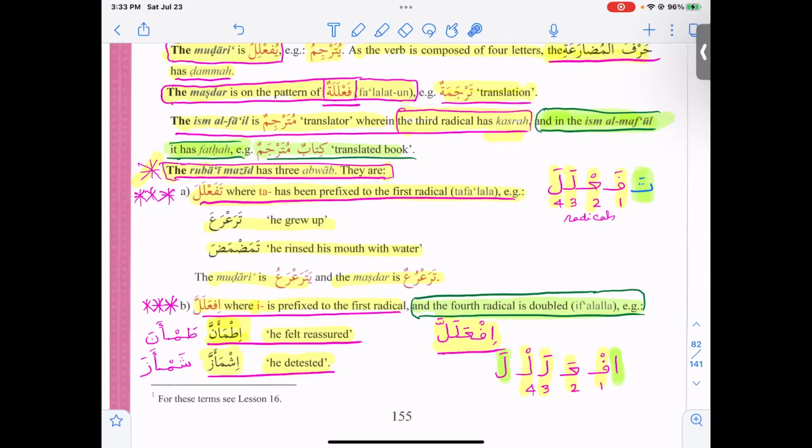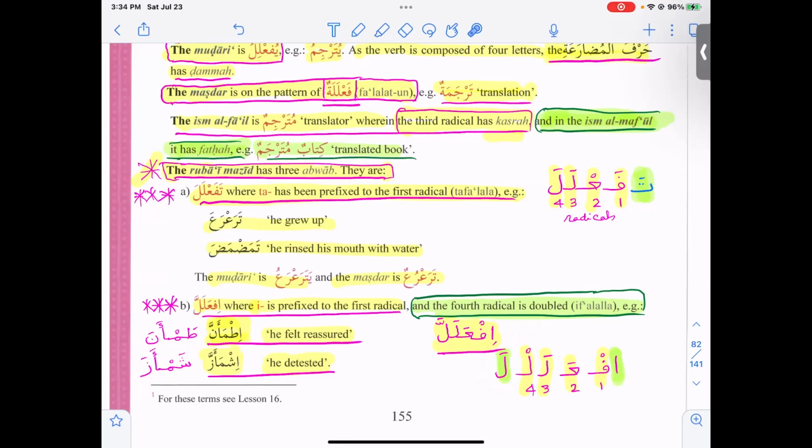If'alalla. From fa'lala, we have if'alalla, where hamza is prefixed to the first radical. See, first radical, hamza comes before it. And second radical, then the fourth radical, and then in the end, we have an extra letter. Fa'lala became if'alalla. This will be joined and get the shadda.